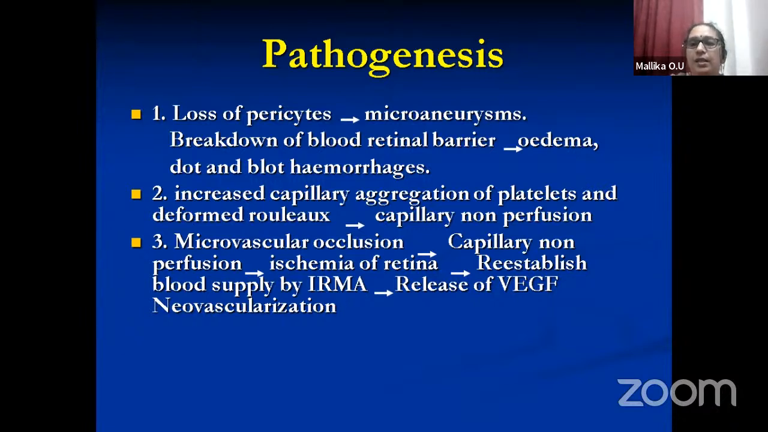Okay, so this is the pathogenesis behind diabetic retinopathy: loss of pericytes leading on to defective blood retinal barrier, leakage of the plasma and RBCs leading on to macular edema and dot and blot hemorrhages, because of the defective rouleau formation and platelet aggregation leading on to microvascular occlusion, ischemia, release of vascular endothelial growth factor, and neovascularization.